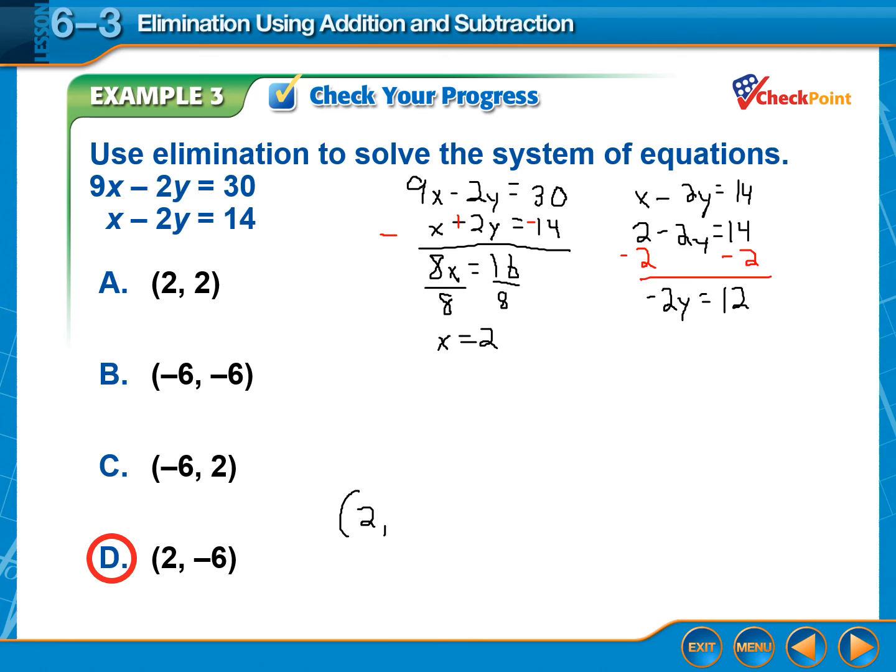Then to solve for y, I divide by the coefficient of y, which is negative 2, so divide both sides by negative 2. And 12 divided by negative 2 gets me my solution for y, which 12 divided by 2 would be 6, but since we've got a negative in one of the numbers, 12 divided by negative 2 makes y equal to negative 6. So my combination is that x is 2 and y is equal to negative 6, which is the answer D.